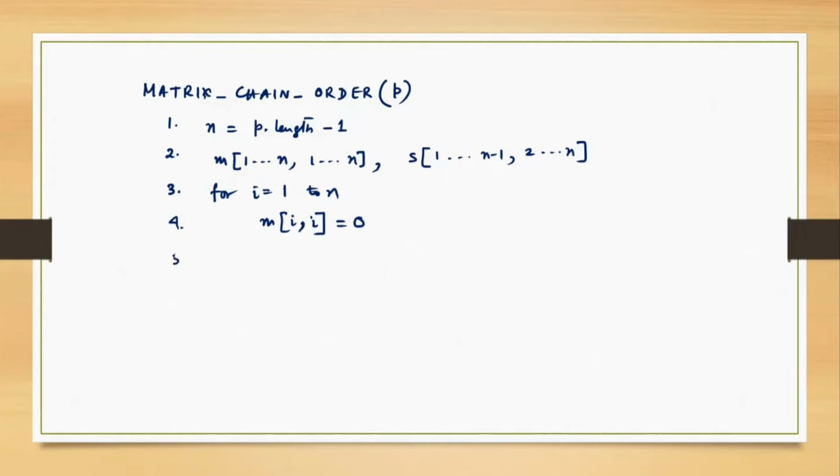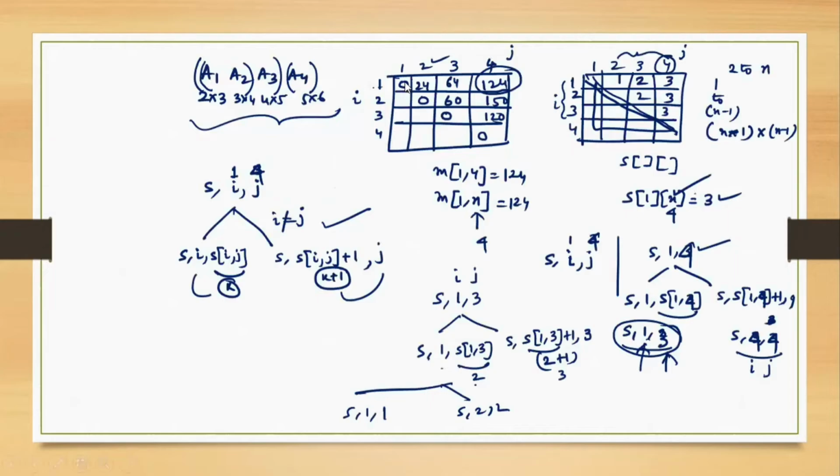Very simple. Then step number 5 is very vital to understand. Once you complete the principal diagonal, you are going to store the result at M of 1, 2. Then you are going to store the result at M of 2, 3. Then at M of 3, 4. So M of 1, 2 means you have A1 and A2, 2 matrices in the subchain. M of 2, 3 means you have 2 matrices A2 and A3. M of 3, 4 actually means you have 2 matrices, A3 and A4.